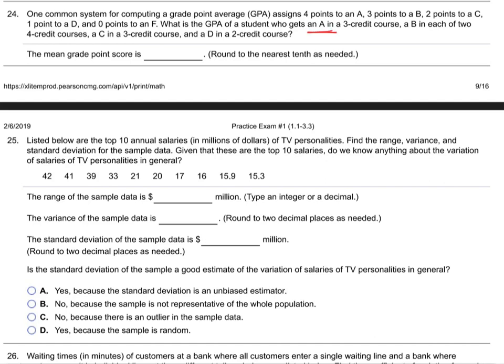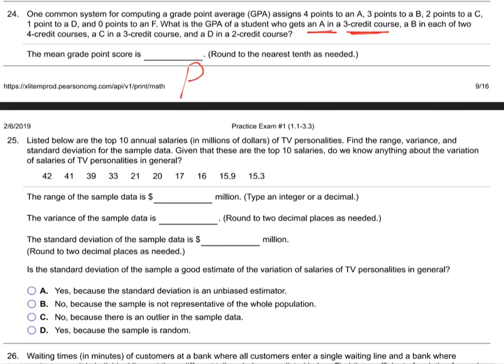So, gets an A in a 3-credit class. Remember what you do: you write the question down and everything, as much as you can fit on that 4x6 card. So how did I write it before?